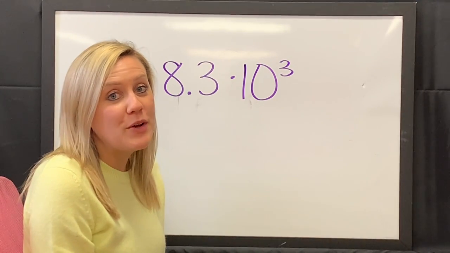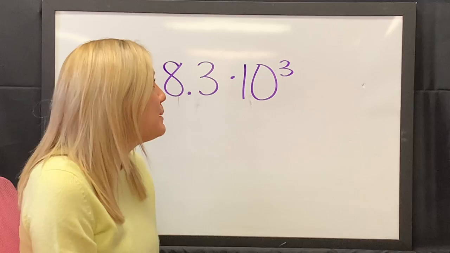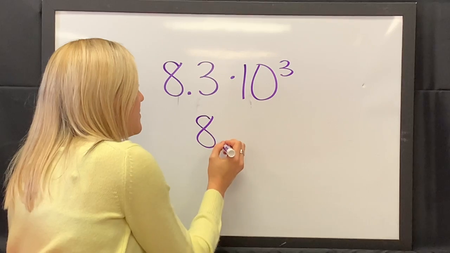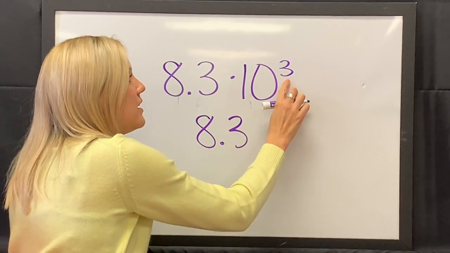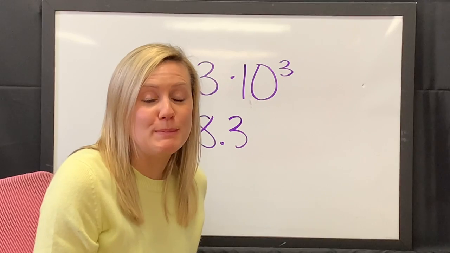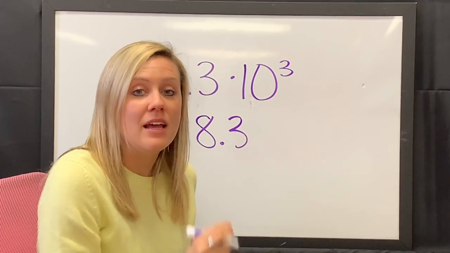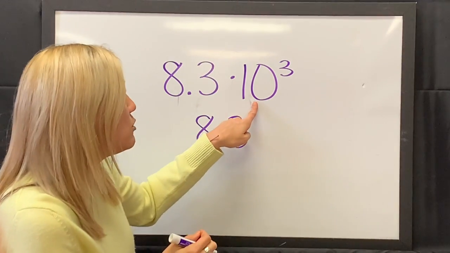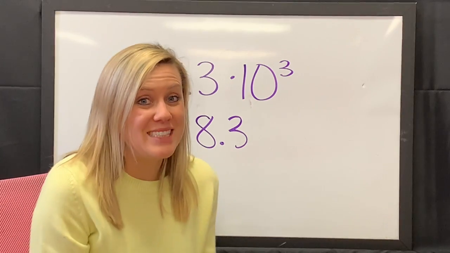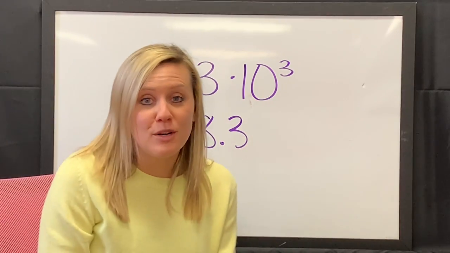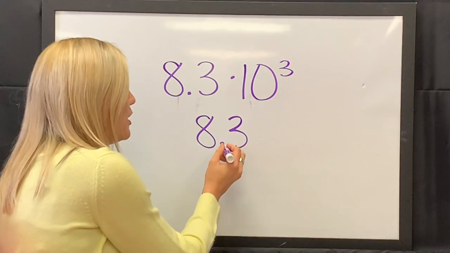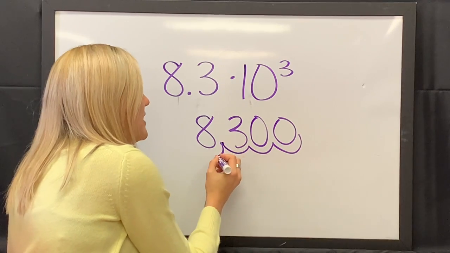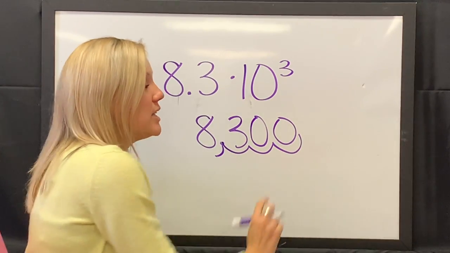Here we have 8.3 times 10 to the 3rd power. So we're going to take our first number and rewrite it. And this number right up here, the exponent, is how many times we move our decimal to the right side. Moving your decimal to the right side makes the number larger. And if we're going to multiply by 10 3 times, our number is definitely going to become larger. 1, 2, 3. Fill in with zeros, and we end up with 8,300.